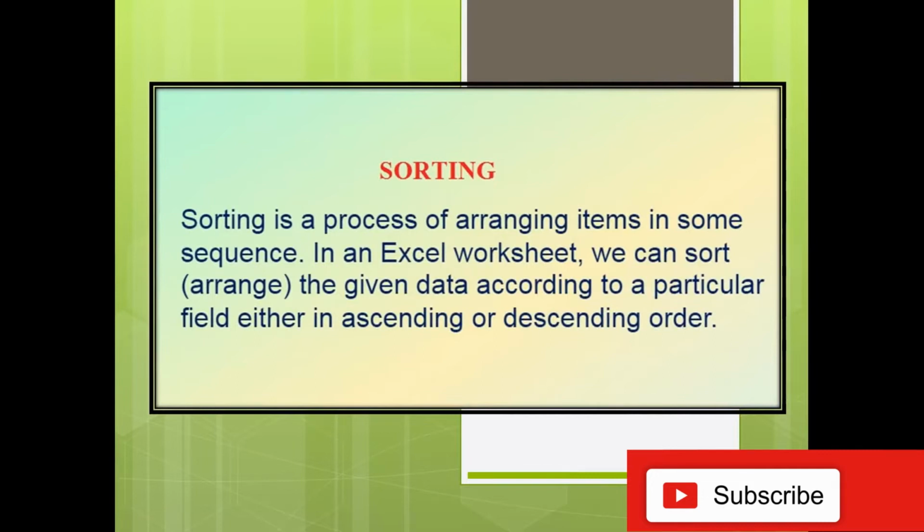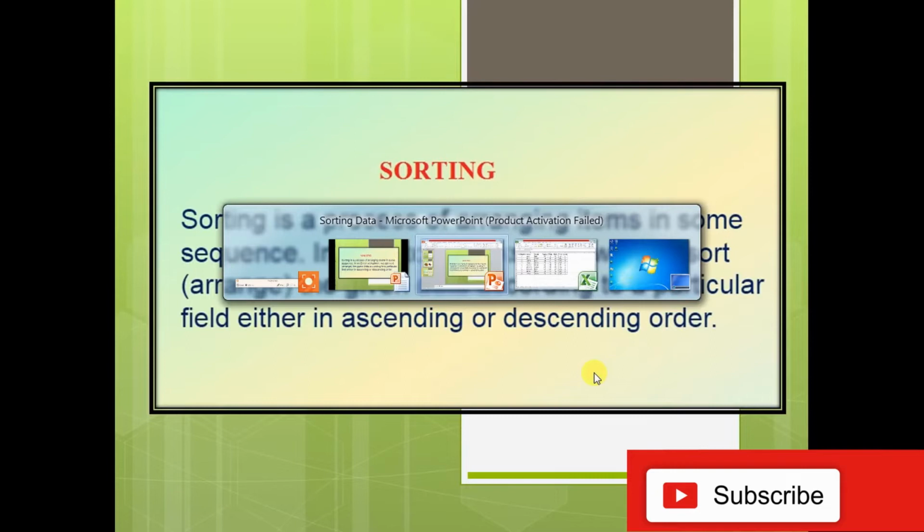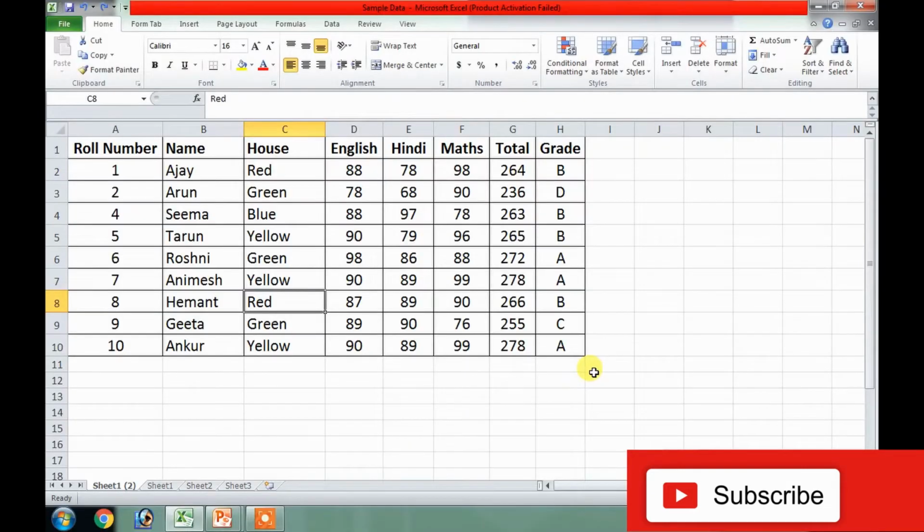And in an Excel worksheet, we can sort or arrange given data according to particular fields, either in ascending order or descending order. Further, let me tell you that when we are working on sorting, we can work with text values, we can work with numeric values. Fine. So let's understand practically.